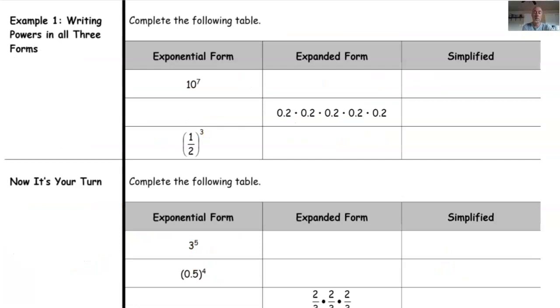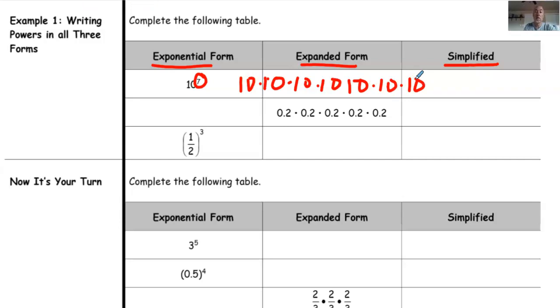So here's a couple examples. In this table there is an exponential form, an expanded form, and the simplified form. So 10 to the 7th power is an exponential number. To write that in expanded form just means 10 times 10 times 10. How many 10s do I have to write out? 7. 10, that's 4, 5, 6, 7. 10 times 10 times 10 times 10 times 10 times 10 times 10 is 10 to the 7th written in expanded form. To simplify that, that means I'm going to figure out what that equals.